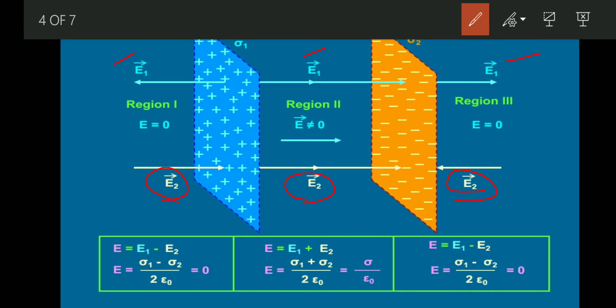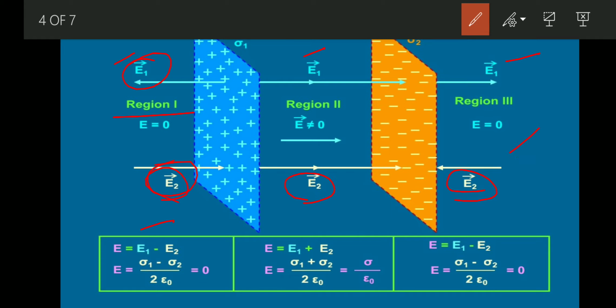Now consider the case for the first region, that is region 1. Look here, in the first region, E1 and E2 are in the opposite direction. Since they are in opposite directions, the net electric field will be E1 minus E2. Substituting the values, we will get the answer 0 because the surface charge density in both cases is the same. That is, sigma 1 and sigma 2 are equal to sigma, but they are of opposite sign.